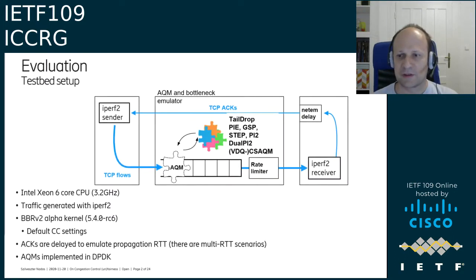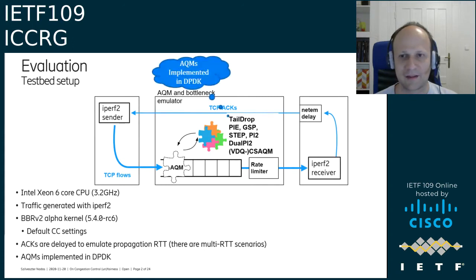So we use 3 machines connected in a chain topology in our testbed: a traffic generator, a receiver, and the bottleneck in the middle. On the sender and receiver, we installed the BBRV2 alpha kernel, and we used default Linux settings. We implemented several AQMs in DPDK: tail drop, PI, GSP, step, PI square, dual PI square, and virtual dual queue core stateless AQM. We use netem delay for RTT emulation of acknowledgements to emulate RTT.